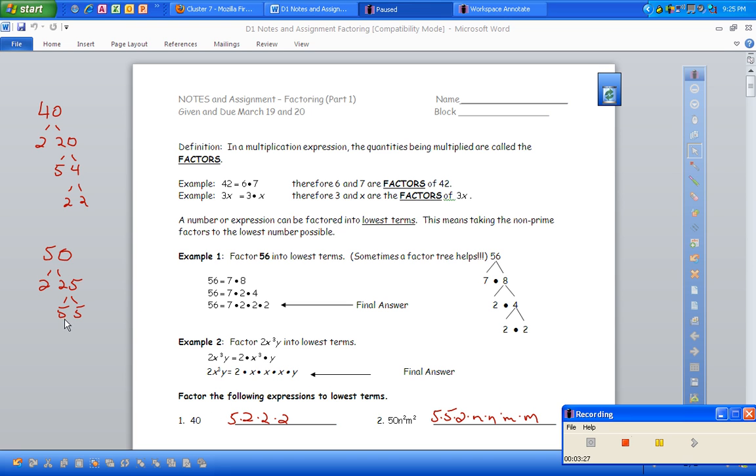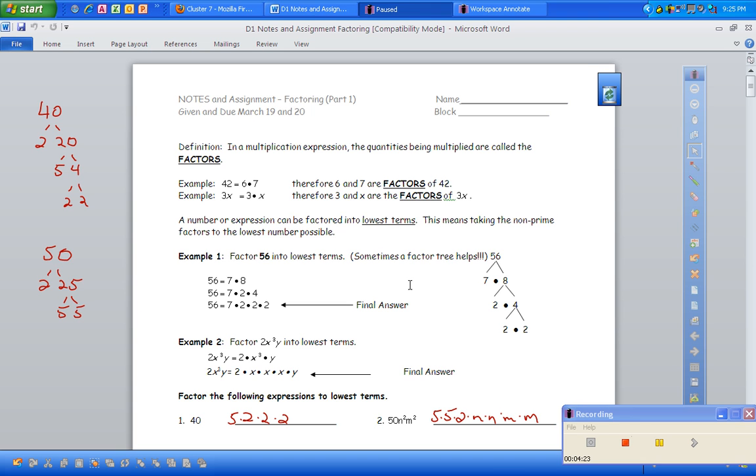And of course, 50 is 2 times 5 times 5, so we've rewritten that here. N squared is n times n, m squared is m times m, and those are the factors. None of this information is really new, so we've gone through it pretty quickly. This brings the first video to an end.